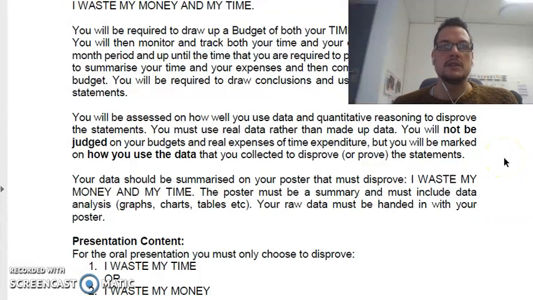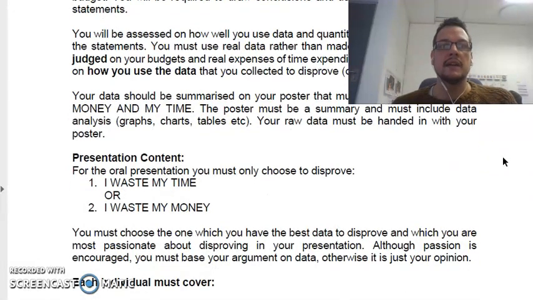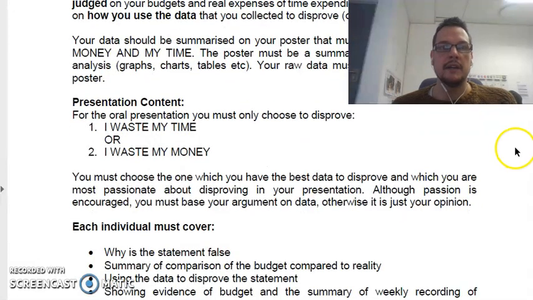You will not be judged on your budgets and the real expenses of your time allocation or expenditure, but you will be marked on how you use the data to disprove or prove the statements. So the data on your poster should cover both your money and your time. And you must hand in the raw data for both your money and your time. However, when it comes time to present, you will only focus on one aspect. So either I waste my time or I waste my money. But as I say, your poster and your data must contain both.